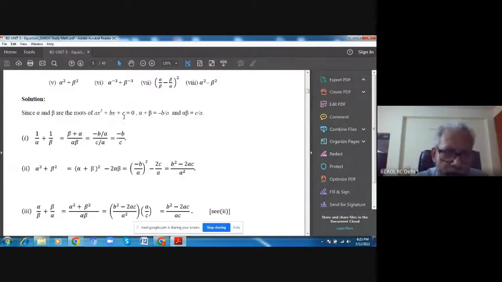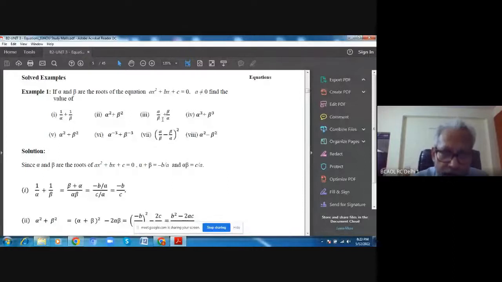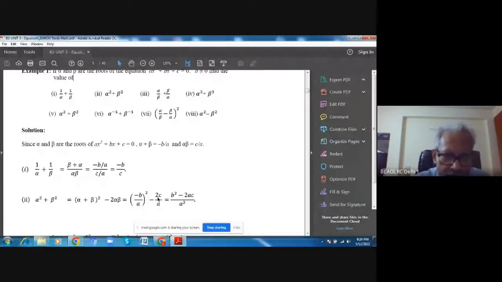Now third question, alpha by beta plus beta by alpha. What is the value? For this thing, whatever it is, there are total 8 questions. Different formations are there. All are the alpha beta relations. So you see everywhere these values are put and finally the result is there. So nothing is new here actually. Same thing. I think you can do it yourself.